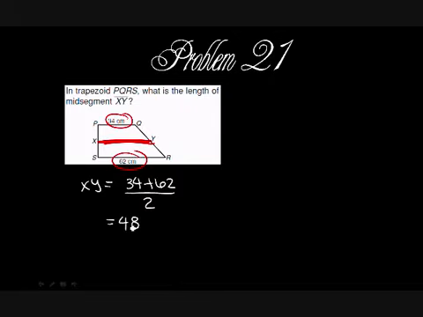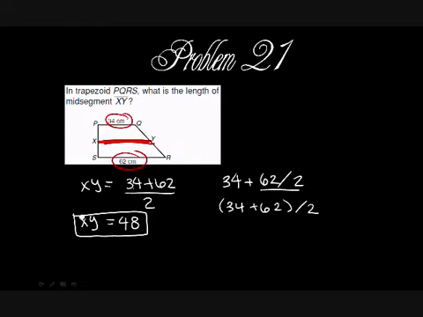Remember, when you're doing problems like these, you need to add the 34 and the 62 first before you divide by 2. Don't try to type it in the calculator like this, because then you're only dividing the 62 by 2. You'd want to use parentheses, or just do the 34 plus 62, hit enter, and then divide that number by 2. So our answer is 48.